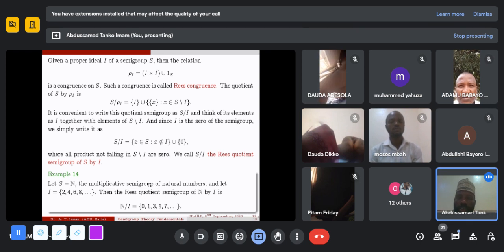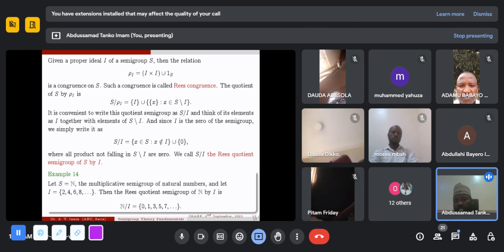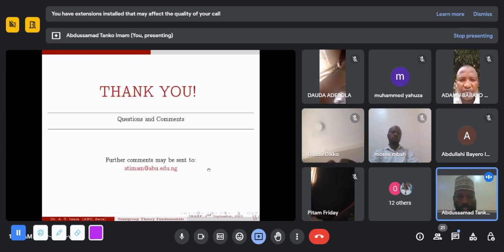This is a connection between the ideal of a semigroup and the congruences. In forming a quotient semigroup, we use a congruence. But when one is talking about the Rees quotient semigroup, one should understand that it is not the ideal that quotients the semigroup, but the congruence generated by the ideal. I think that point should be clear, otherwise there will be a lot of confusion in the clear understanding of the concept in the theory later on. I think this is my last slide. Thank you very much for your time.